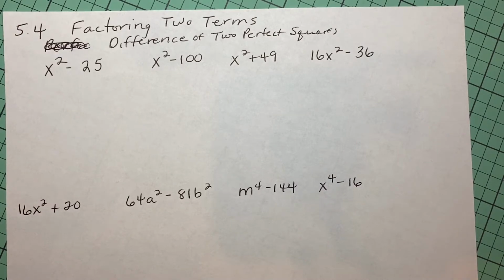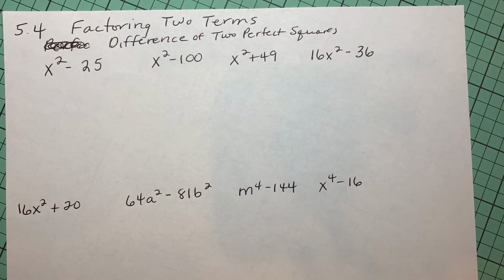Okay, today we're going to look at factoring two terms. So far, the first thing we always want to do is check for a common factor. If it doesn't have a common factor, then we look at the number of terms. So 4 terms, we factor by grouping. 3 terms without a coefficient, we do what we call read backwards. 3 terms with a coefficient, we do what I call multiply, divide, reduce.